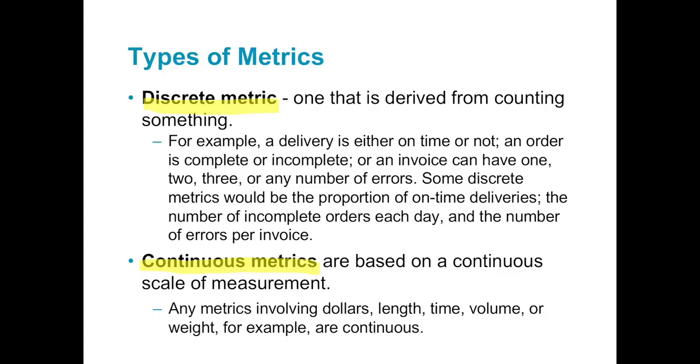Now, continuous metrics are based on a continuous scale. Any metric involving dollars, distance, time, weight, or volume. These can take any value within a range, not just whole numbers. A shipment might weigh 24.73 kilograms. A transaction might take 0.003 seconds. And that's what we mean by continuous scale.